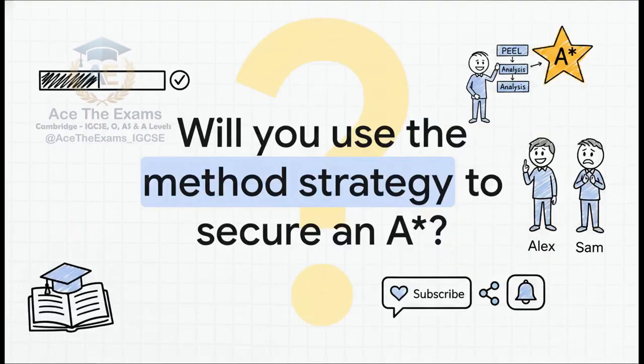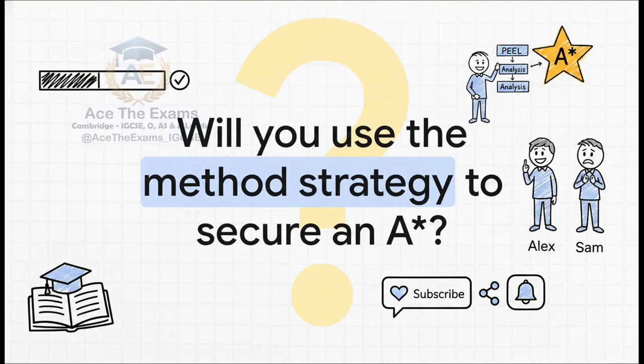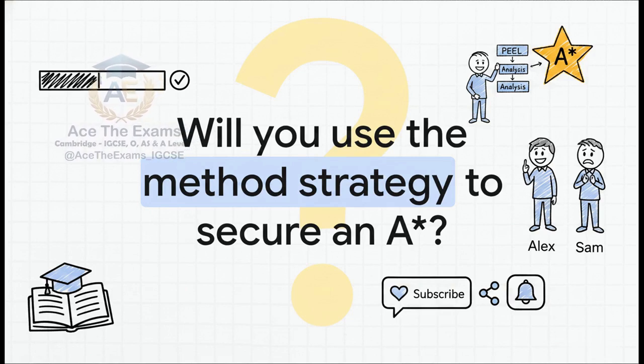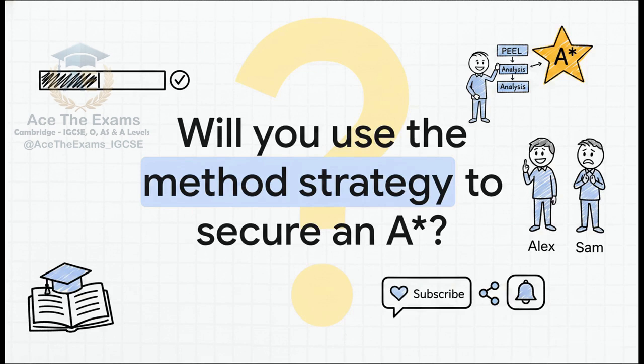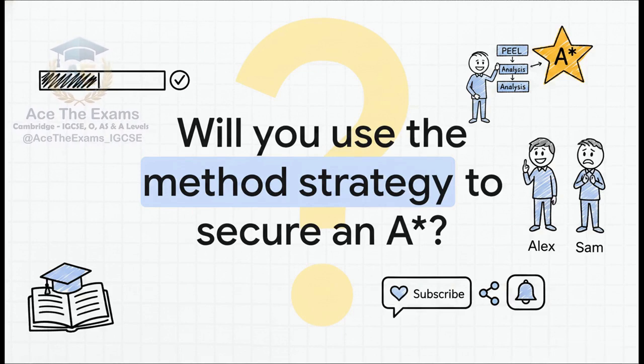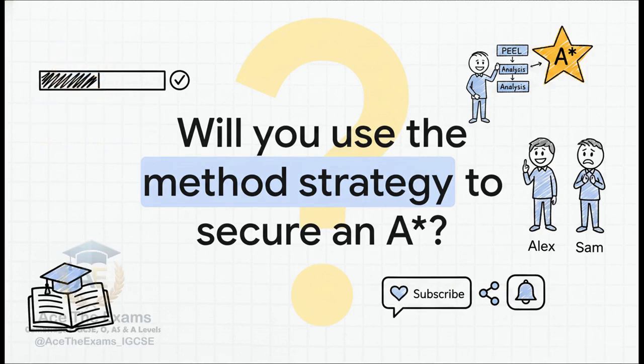So, as we wrap this up, I leave you with this final, provocative thought. As you look at your mark potential, finally reaching that 100%, ask yourself, will you rely on just blind memory, crossing your fingers and hoping for the best like Alex and Sam used to do? Or will you actively use the method mark strategy, apply the PEEL framework, and leverage systematic analysis to securely lock in your A-star? The choice is entirely yours. Keep analyzing, keep evaluating, and aggressively apply this systematic framework to your very next past paper.